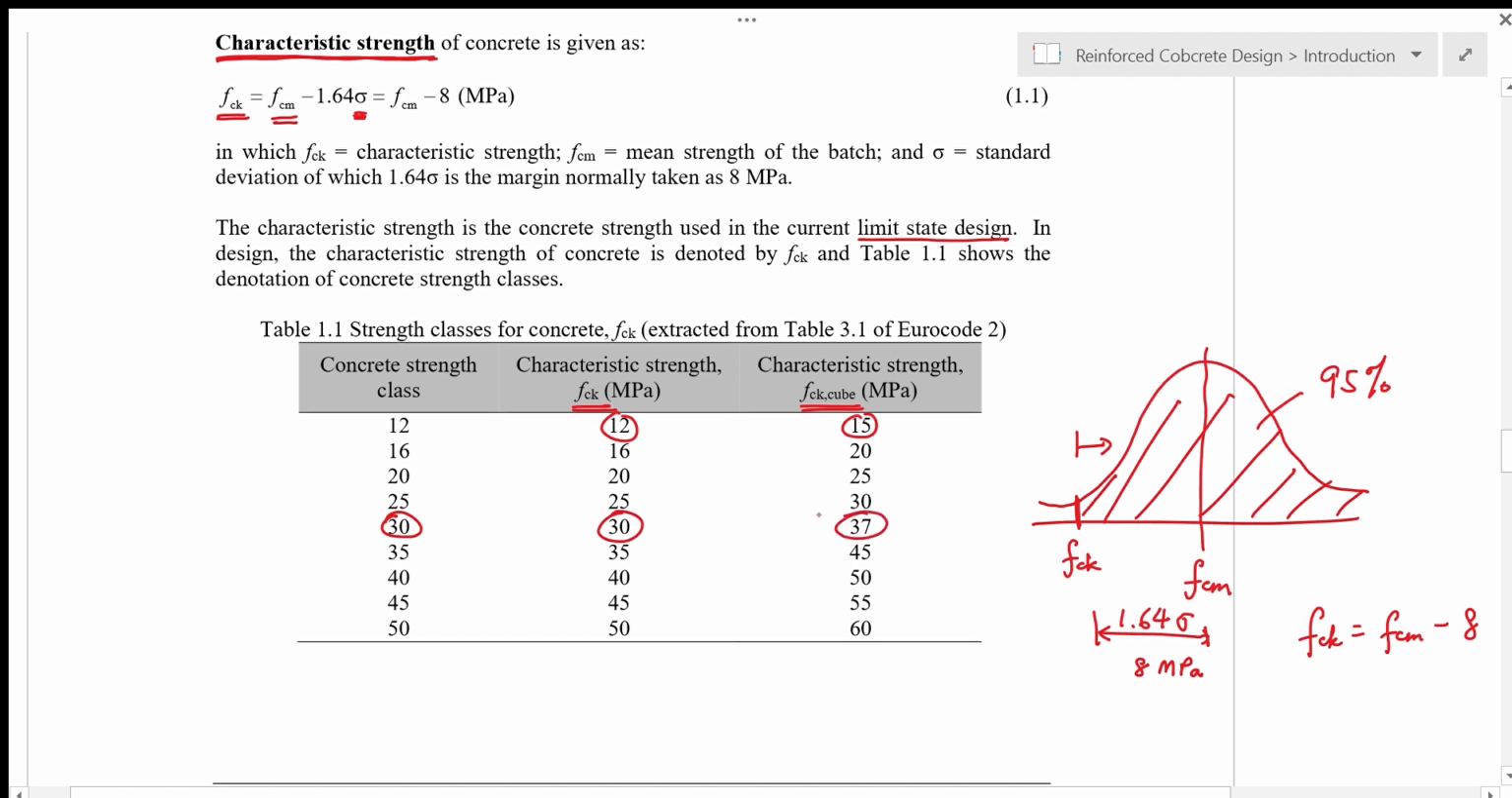This is the effect of shapes, because even if we cast the same concrete into cubes and cylinders and test the samples under the compression machine, you will get two different values. Generally we get higher values from the cubes and lower values from the cylinders. That is why there is a difference between the cylinder strength and the cube strength for the same concrete.